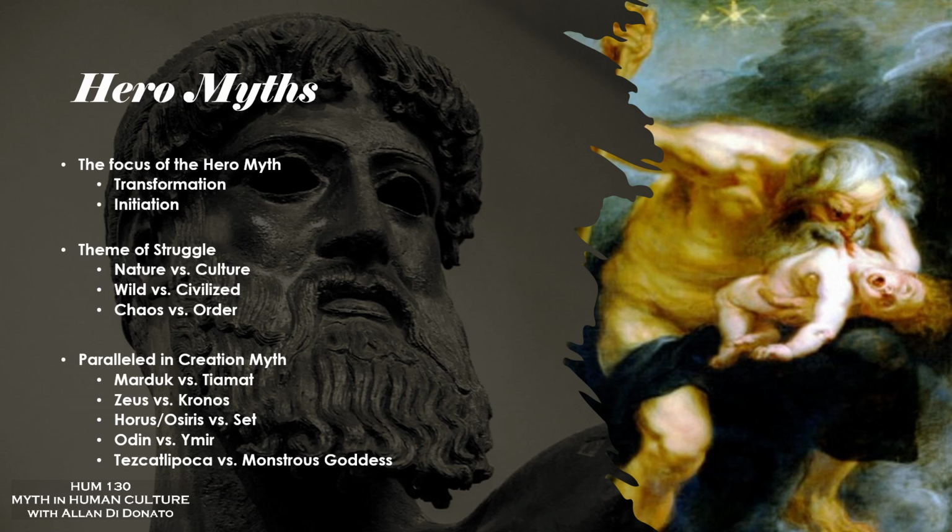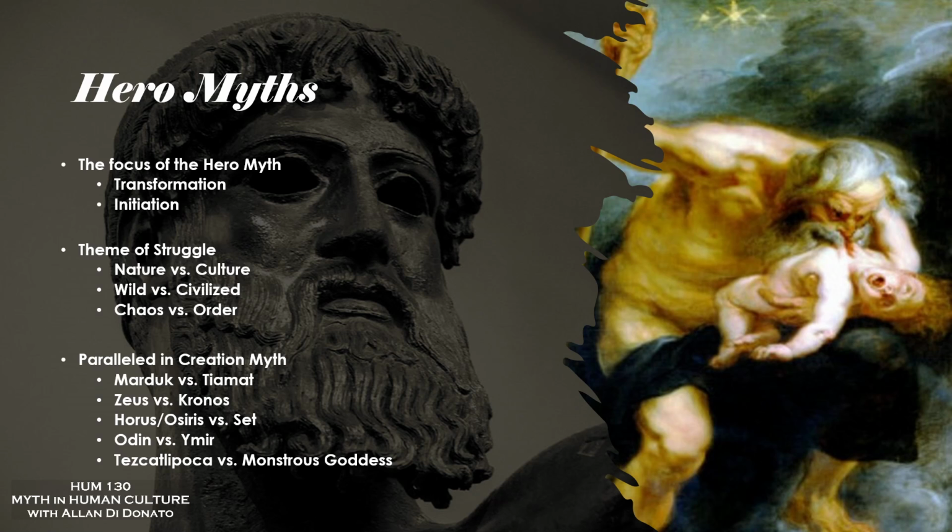And also this idea of chaos versus order. These are all related, right? On the one side, nature, the wild, chaos. On the other side, culture, which is civilized and orderly, right? There's this duality. Lots of mythology deals with contrasts and contradictions and mediation between these extremes. Okay, so these stories are no different.